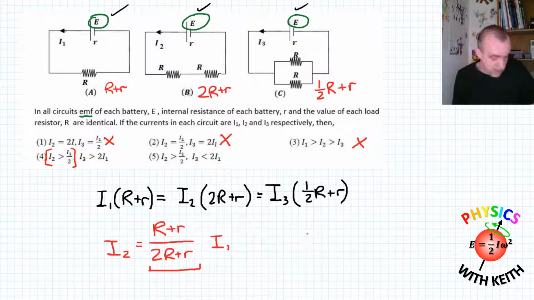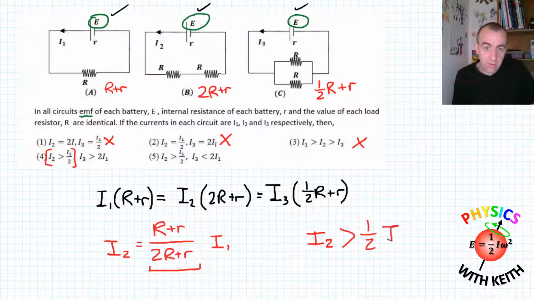Yes, I think so. In order for I2 to be greater than a half of I1, then that bit there has to be greater than a half. It has to be. No, you're right, Freya. This one doesn't work either, and it's for the same sort of reason. And you can plug numbers in if you're not convinced.